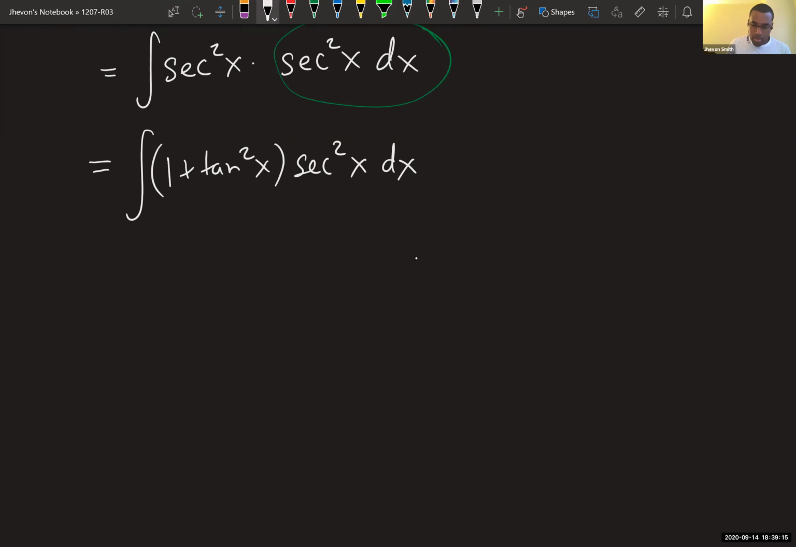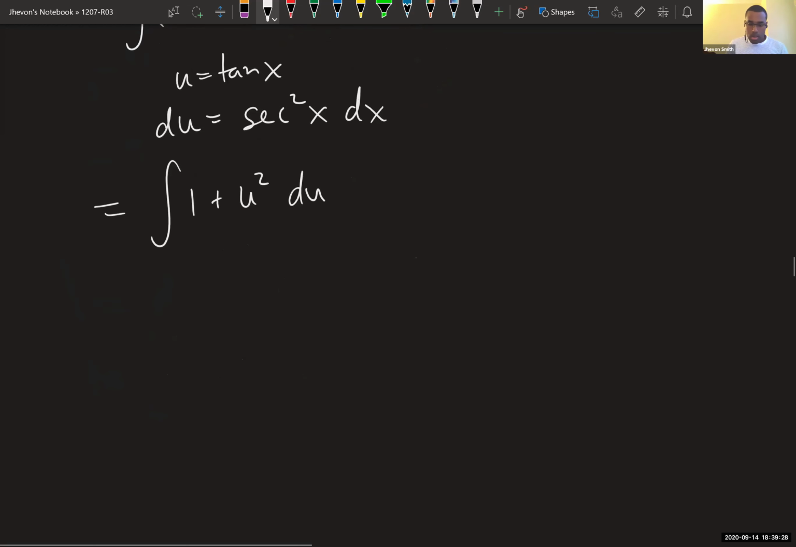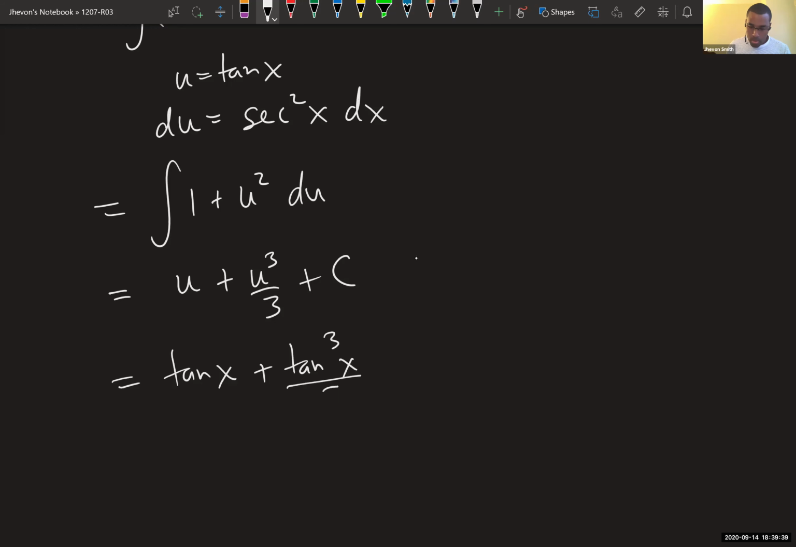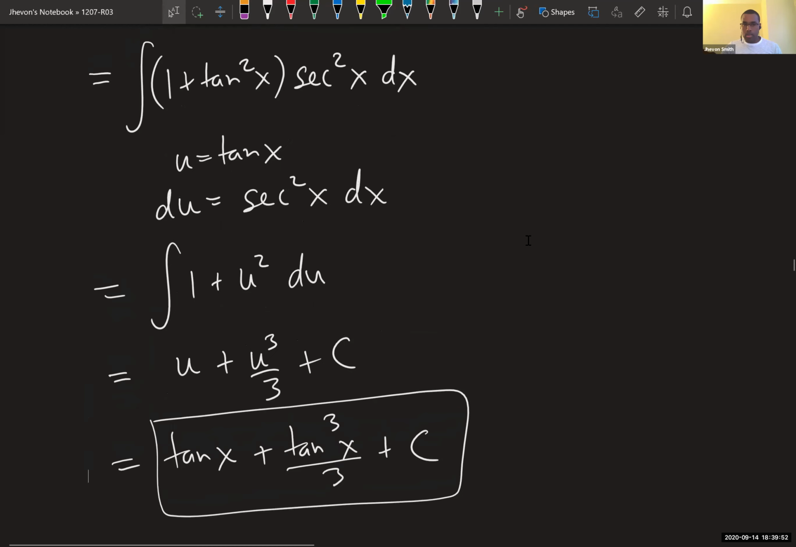So now I could do something like u equals tangent. Our du will be secant squared. So this becomes 1 plus u squared du. And that's our answer.